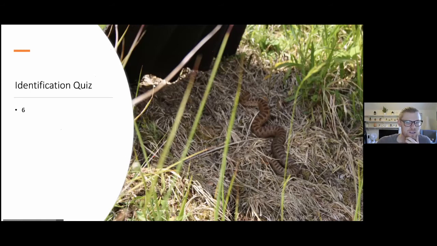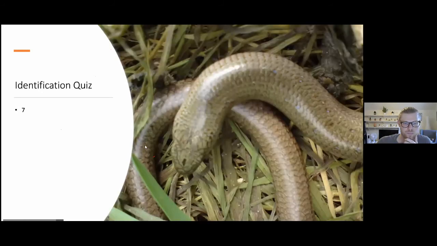And we're moving on to our second to last image. So this is the penultimate ID image. What have we got?